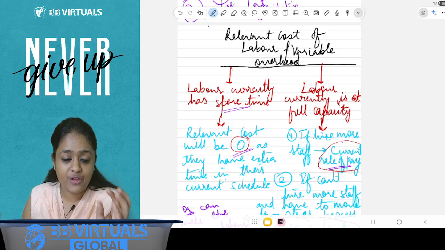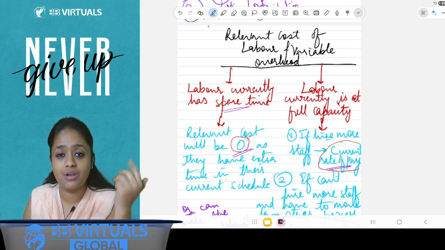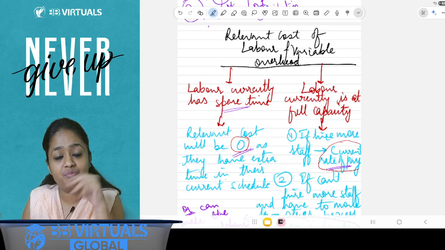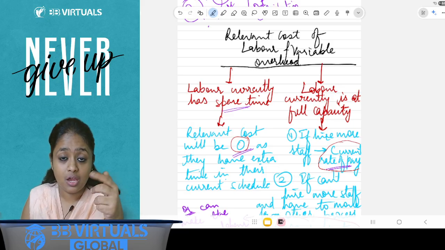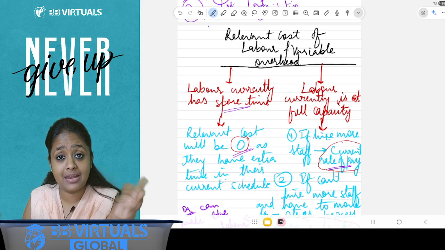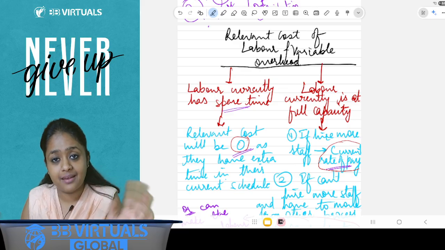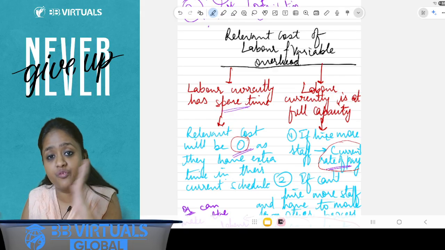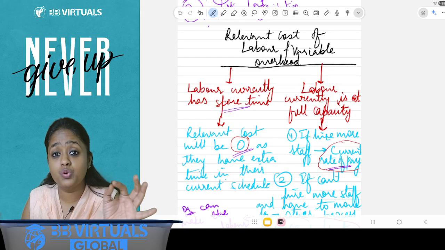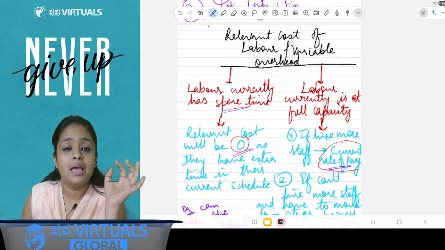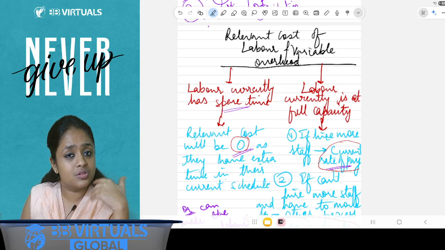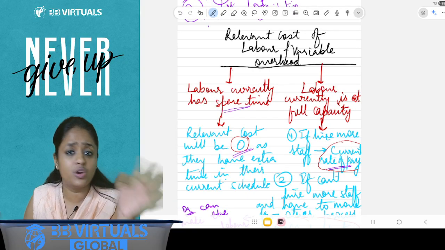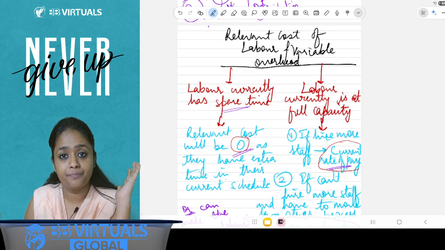Okay. Now, if I work for 4 hours and my other 4 hours are free, can my entity give me another project? Yes. Will I ask for more salary? No. So at the same salary, I have spare capacity, I'll work for it. So my relevant cost would be nil. Likewise here, my labor has spare capacity. So then you make them work. No relevant cost because you don't have to pay anything extra. They've already been paid for that time.